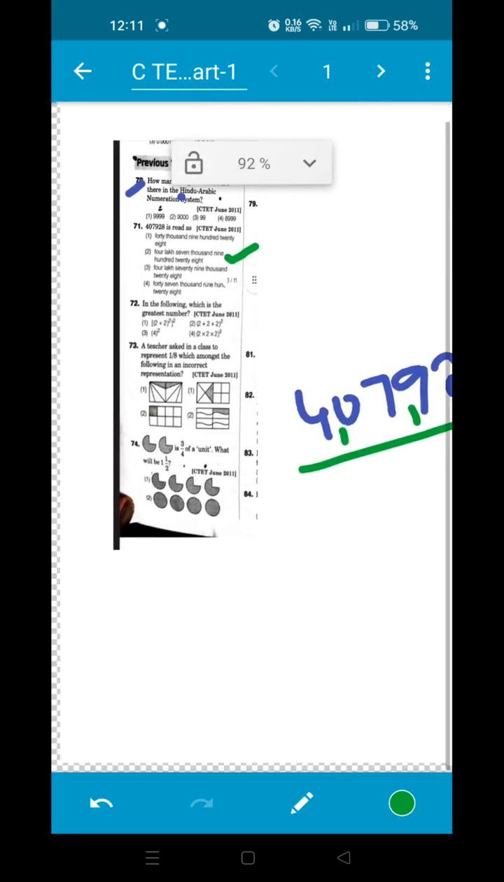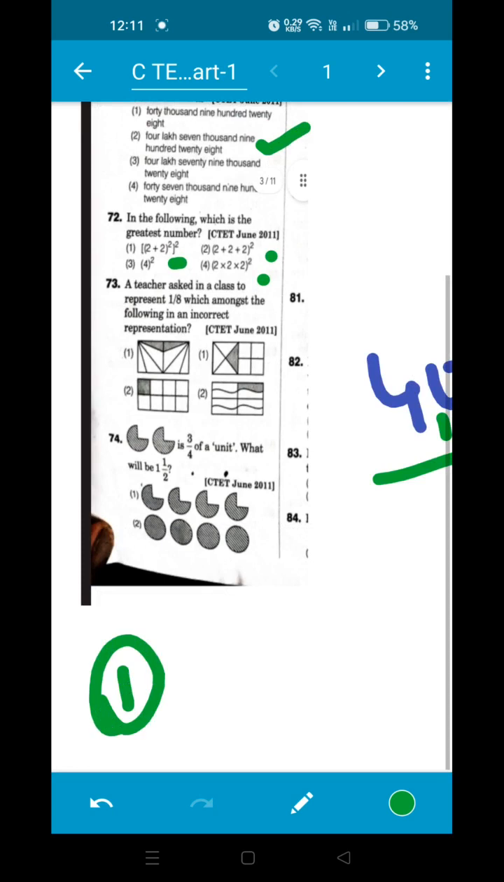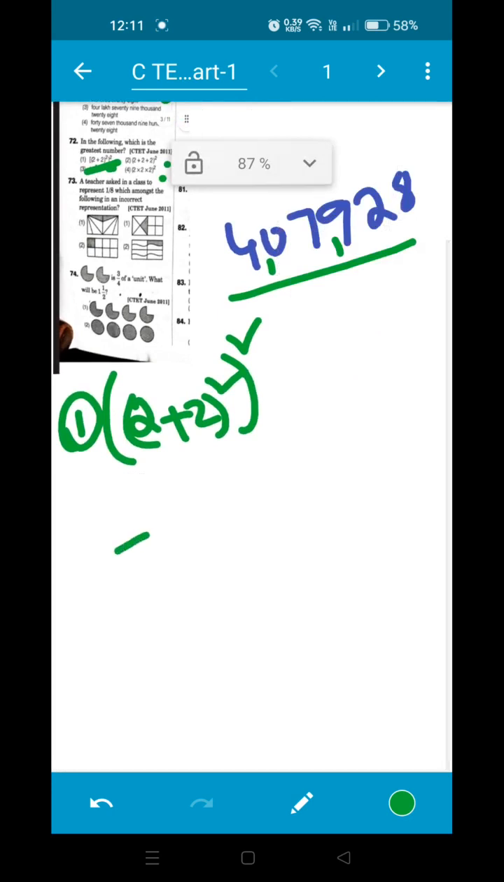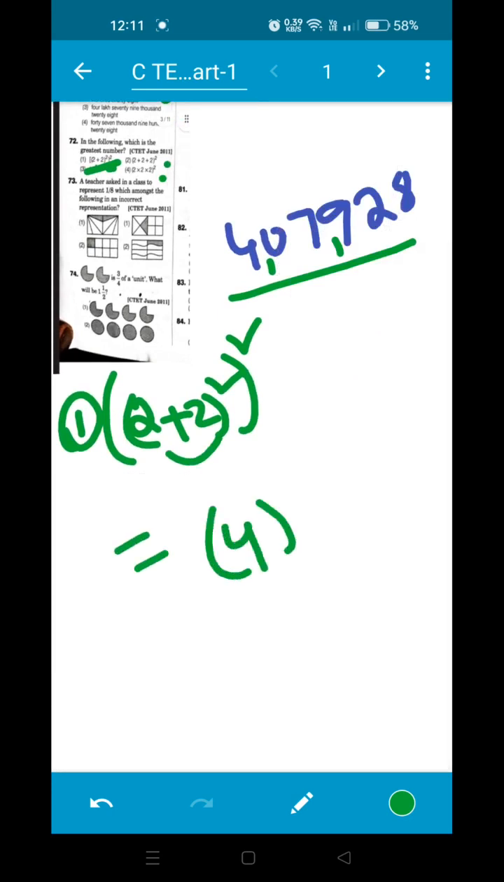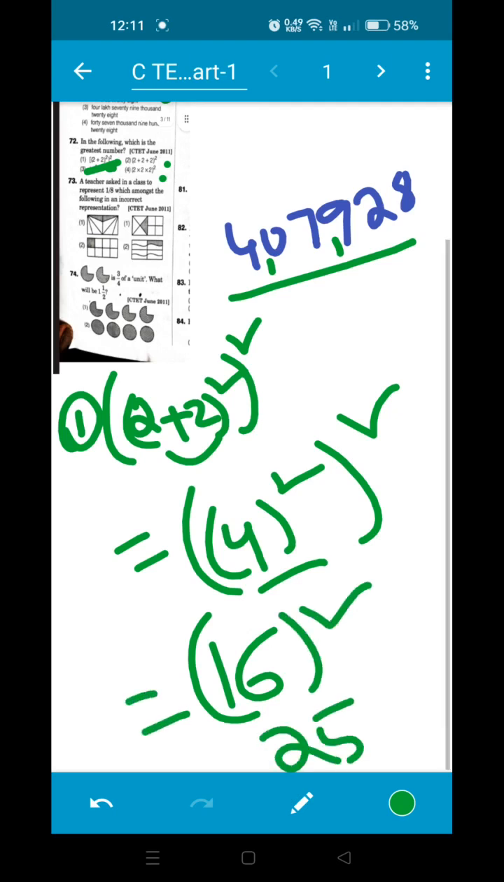Okay. Next, 72. In the following, which is the greatest number? Options are given, and for that we have to calculate each option. Option 1: 2 plus 2 whole square, again whole square. 2 plus 2 is 4. 4 square is 16, and 16 whole square is 256. So the first option gives 256.